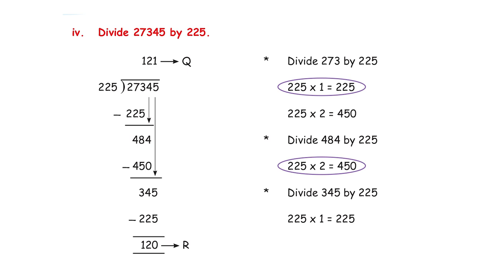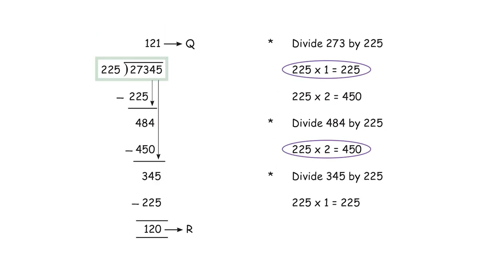So first, let's divide the apples into these boxes. 27,345 divided by 225. The first step is to divide 273 by 225. We know 225 into 1 is 225. 225 into 2 is 450. So let's take the first product, 225 into 1. Let's write it down. Now we have to subtract. 273 minus 225 will give you 48. And then you bring the 4 down.